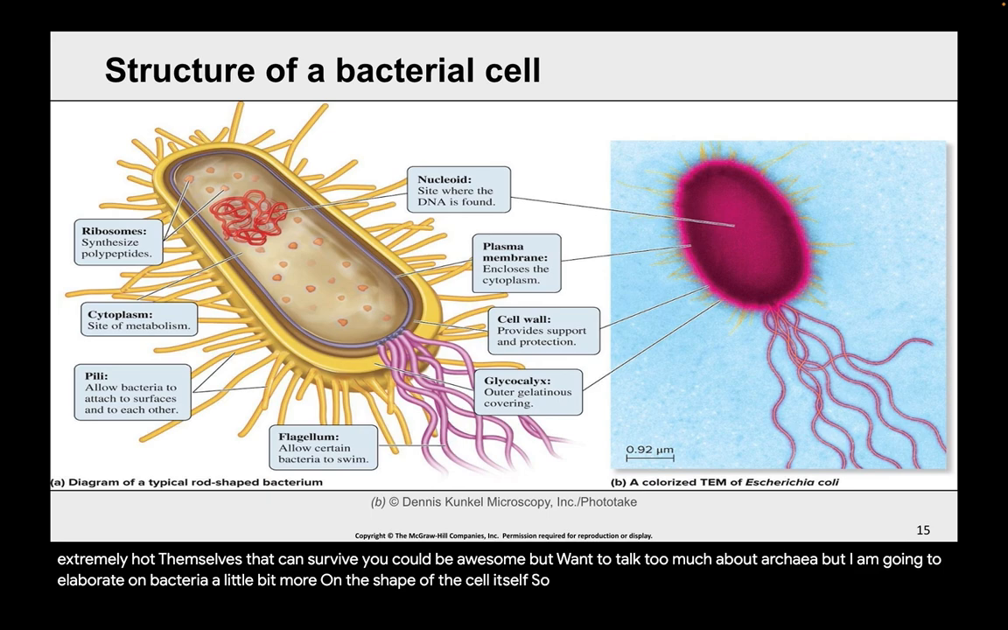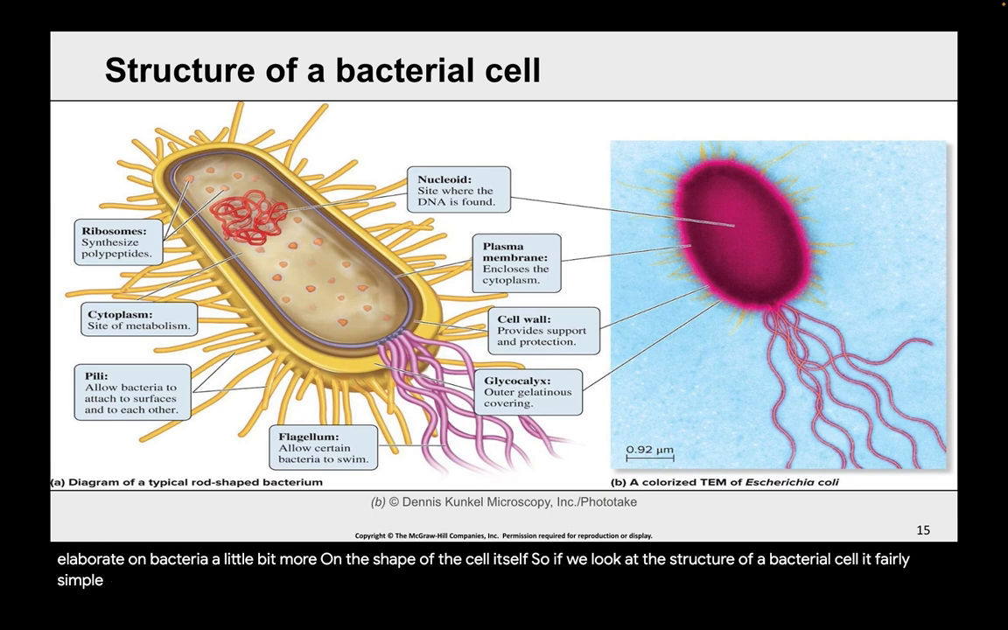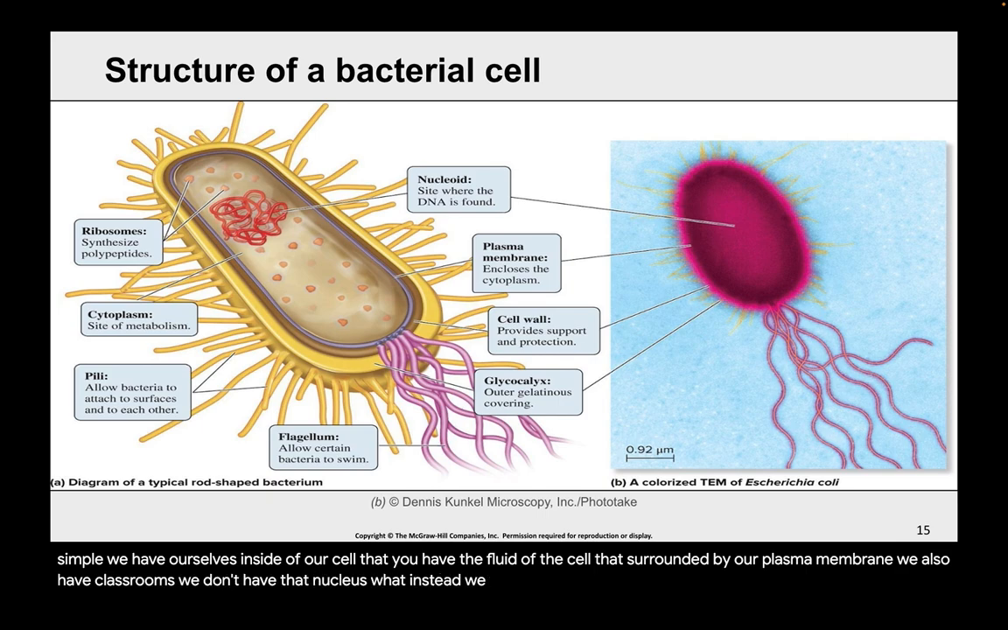So if we look at the structure of a bacteria cell, it's fairly simple. We have our cell. Inside of our cell, we have the fluid of the cell that's surrounded by our plasma membrane. We also have plasma membranes in eukaryotes. We don't have that nucleus, but instead we have a region where the DNA is found. We would call that the nucleoid.